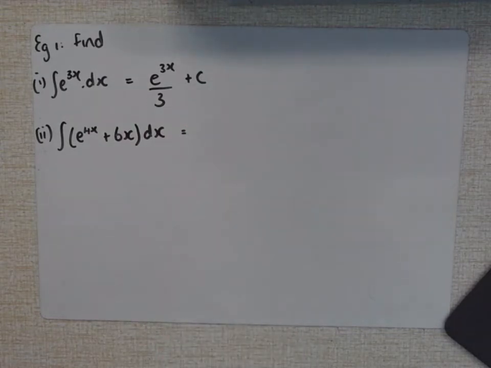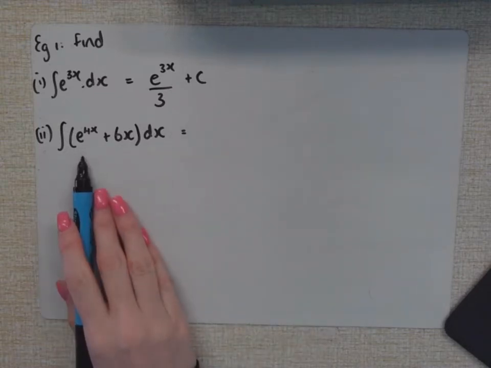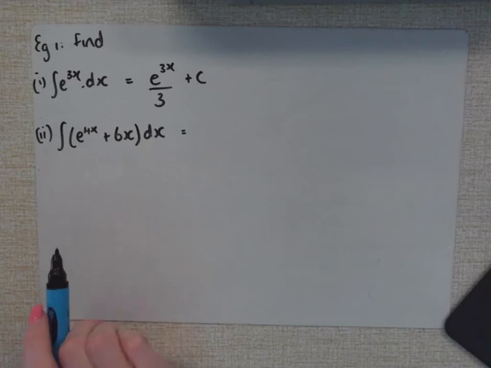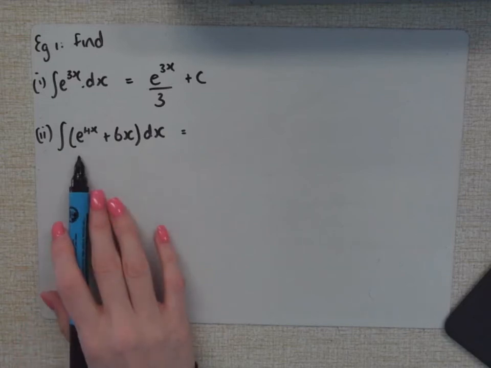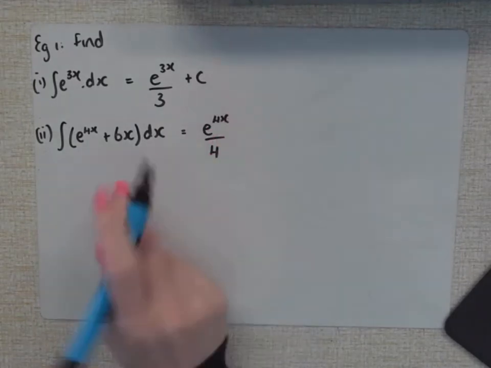Integrate e to the power of 4x plus 6x. So you just integrate each one of these separately. E to the power of 4x becomes e to the 4x over 4, good.